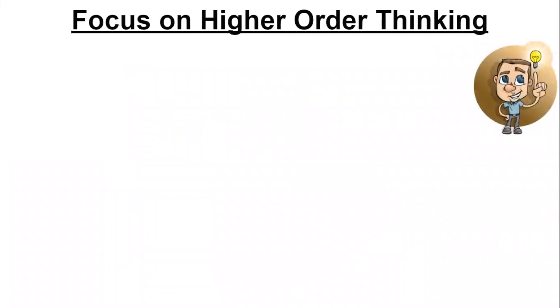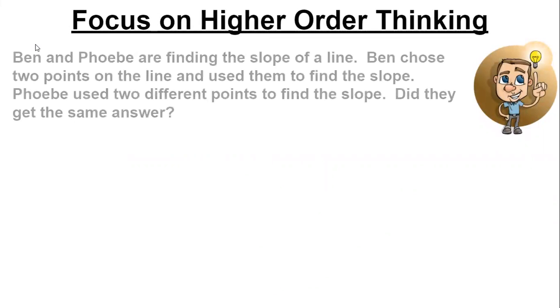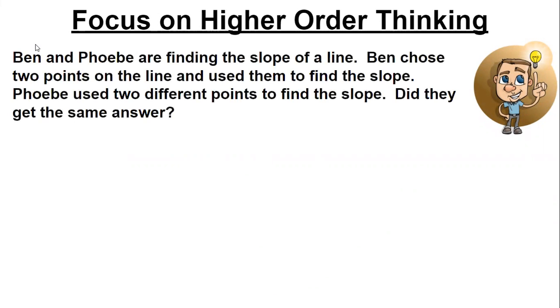Okay, welcome back. Let's continue. Let's focus on our higher order thinking. Ben and Phoebe are finding the slope of a line. Ben chooses 2 points on the line and uses them to find the slope, just like we were doing. Phoebe used 2 different points to find the slope. Did they get the same answer?